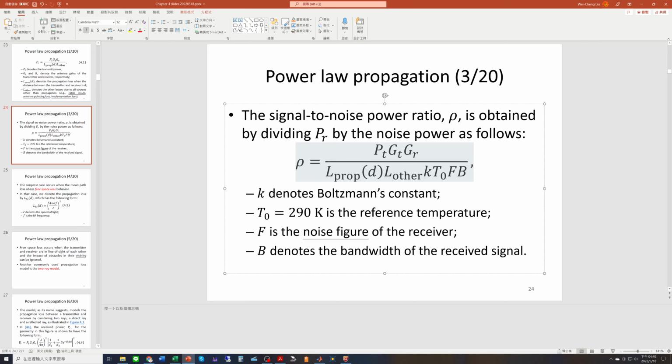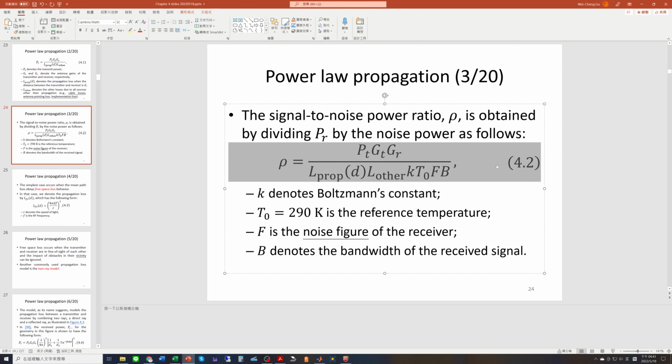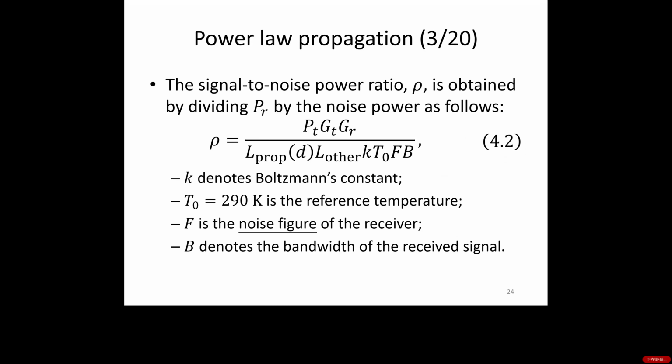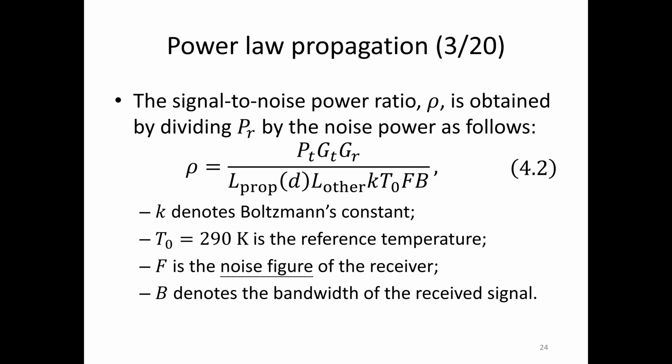Equation 4.2 here. Okay, good. So please note that PR is equal to PT times GT times GR divided by L prop of D times L other. Okay, it is 25 minutes. Let us take a break.